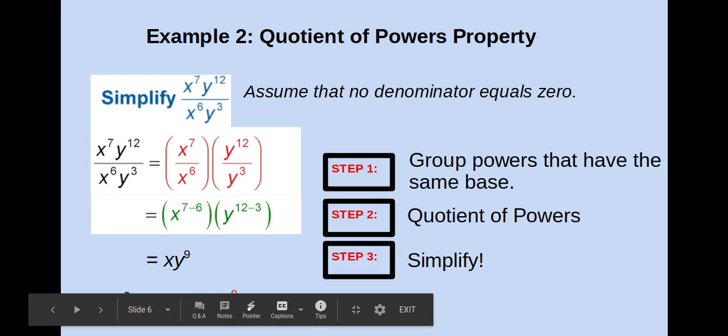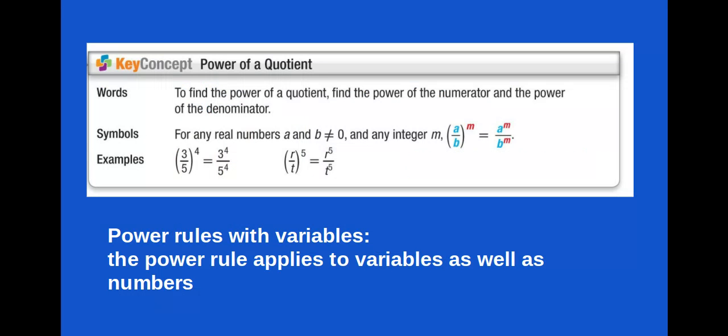Okay, so now we're going to be talking about power of a quotient. So for power of a quotient, this is our key concept or graphic organizer, just like how we had with quotient of power. So for power of a quotient, we have to find the power of the numerator and the power of the denominator. That's our word definition.